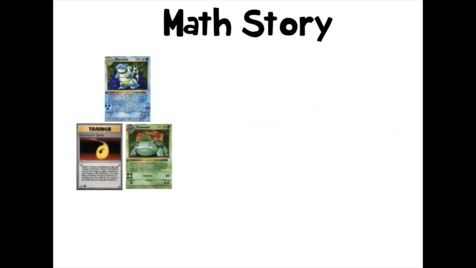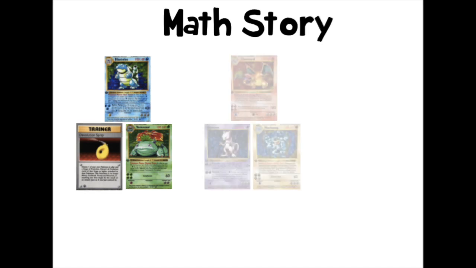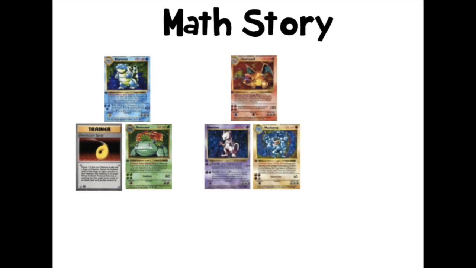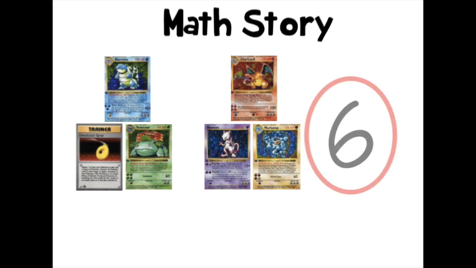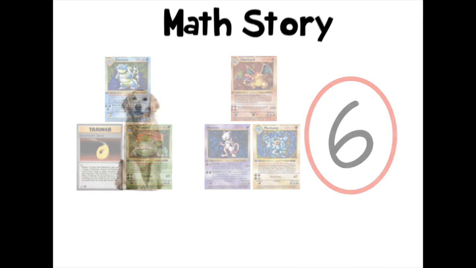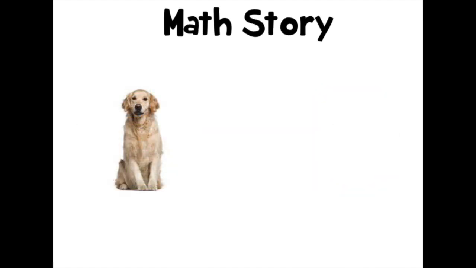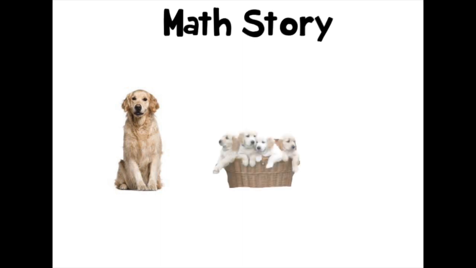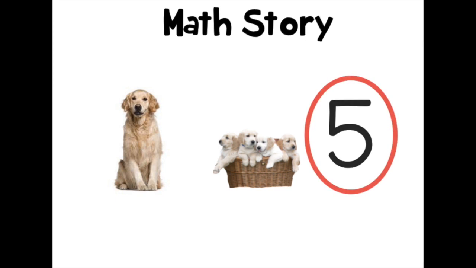I had 3 Pokemon cards, and my brother gave me 3 more Pokemon cards. Altogether, I had 6 Pokemon cards. There was one dog, and she had 4 puppies. Altogether, there were 5 dogs total.